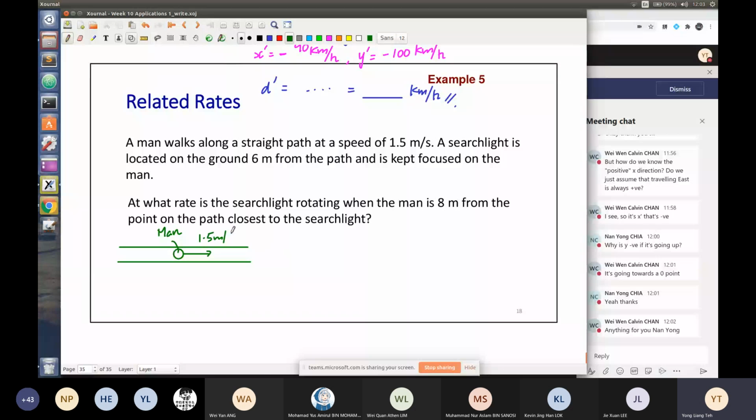Then we have a searchlight that is located on the ground. Of course, the man is also on the ground, so this is a top view. Let me use orange for the searchlight, 6 meters away. So this is my searchlight, kept focused on the man. This is my light, and I know that this guy is 6 meters from the path.